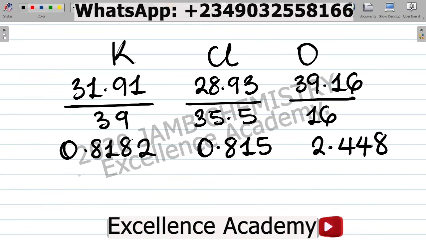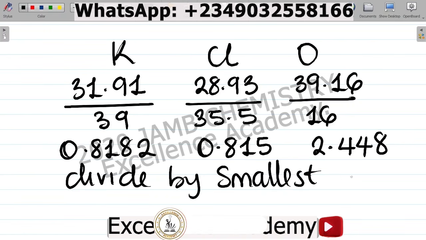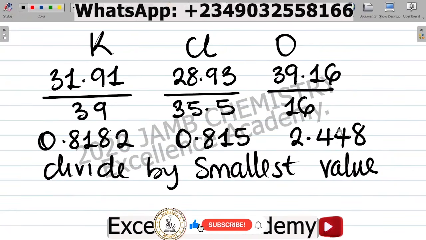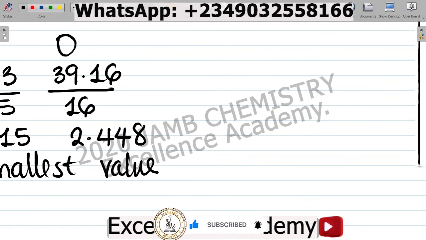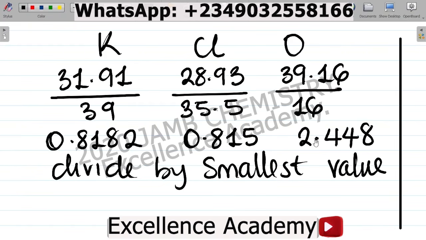Then after this, your next task is to divide by the smallest value. Excuse me. Divide by the smallest value. So which of these three values is the smallest? Obviously, the smallest there is 0.815. Here's the smallest value. So let's bring it this way. I'm just going to rule this line. All right, let's divide by the smallest value.